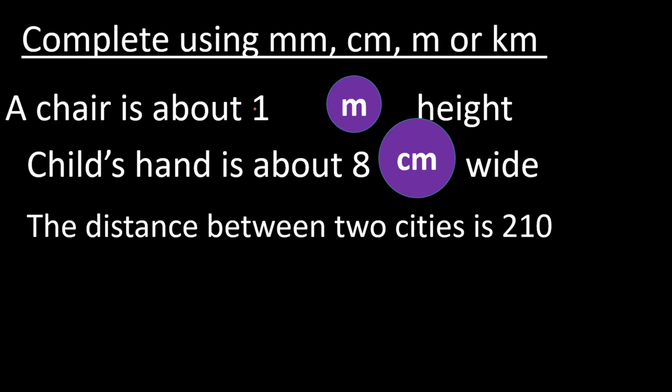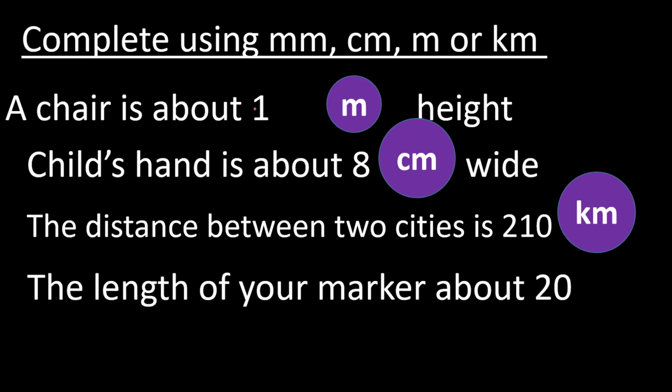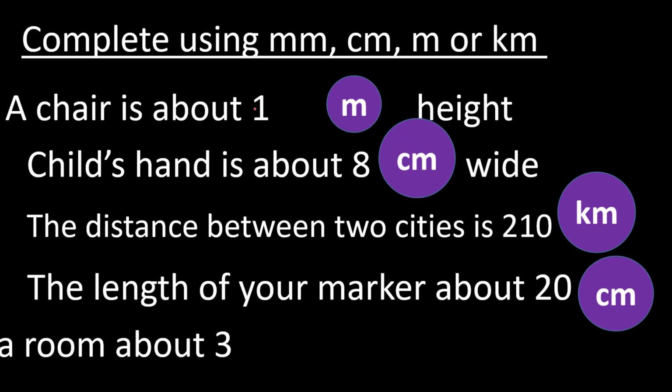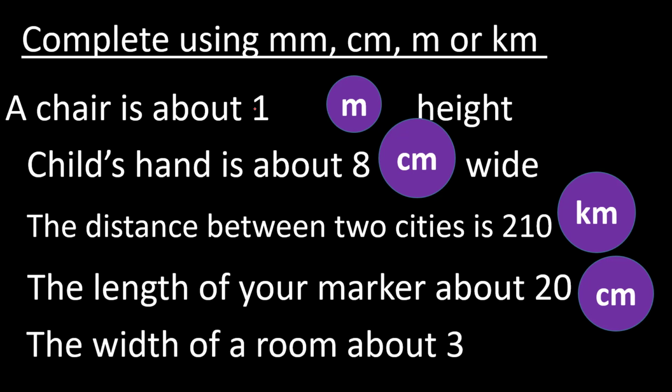The distance between two cities is 210 what? Kilometer, because it's very large. The length of your marker is about what? 20 what? 20 centimeter, like your pencil. The width of a room is about 3 what, like your classroom? 3 meter.